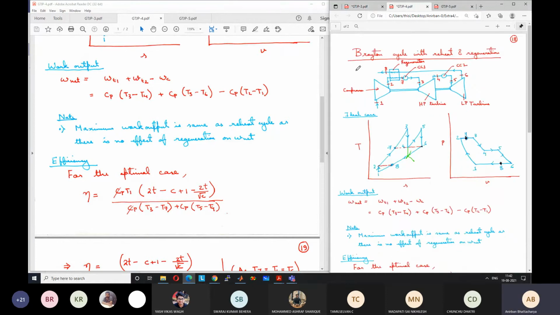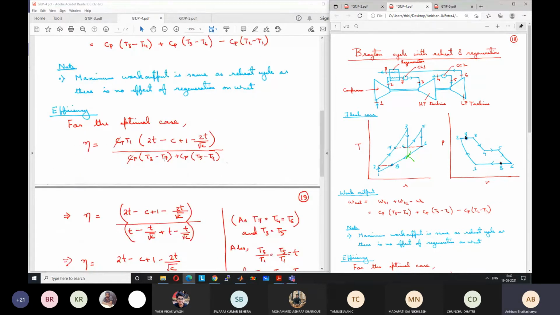And what is the heat addition? Cp(T3 minus T7) plus Cp(T5 minus T4). This is the heat addition. So based on this, we can find the efficiency. Now, ideally, if the regenerator is an ideal regenerator, T7 is equal to T4 is equal to T6. So we will reach a temperature equal to the exhaust gas temperature. If we use that relation, we can write T7 equal to T4.